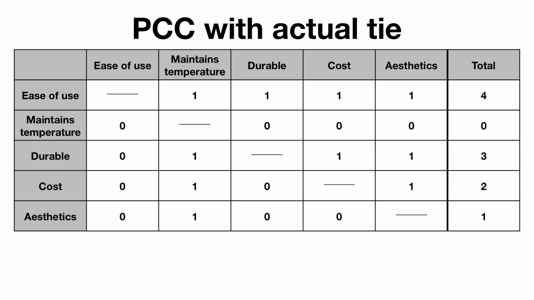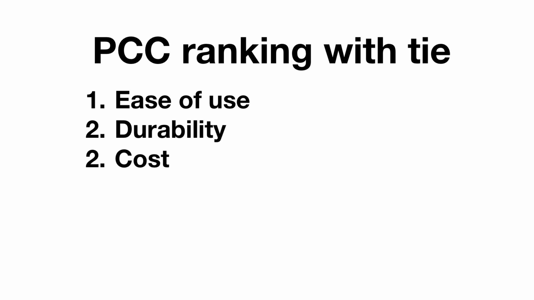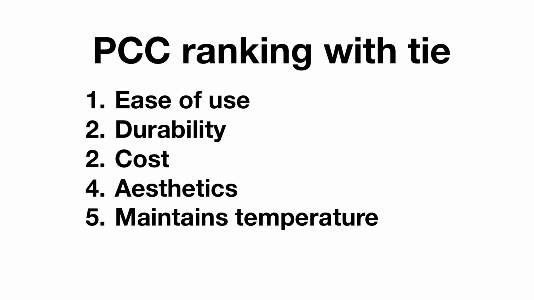In this case, you convert the 0 and 1 to a half and a half. So when you look at the table, you'll see ease of use is 4, durability and cost each is 2.5, aesthetics is 1, and maintained temperature is 0. When you convert these in step 5 to the ranked solutions, you'll then see ease of use on top in position 1, durability and cost tied in position 2, aesthetics ranked 4th, and maintained temperature as 5.